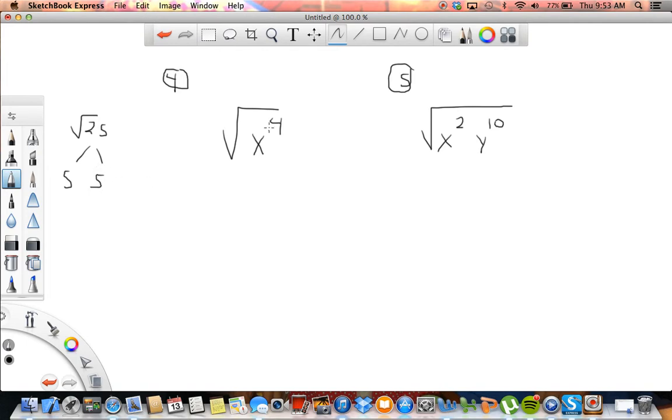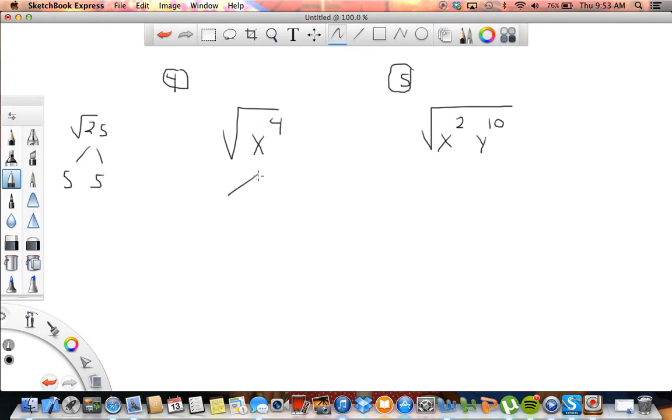Well, now with variables, we've got to find something that will multiply times itself to give me this number right here. And if you remember with exponents and variables, when you are multiplying, you're actually adding. So what we want to do is actually divide this exponent by 2, because we're looking for 2 numbers that multiply to give me this right here.